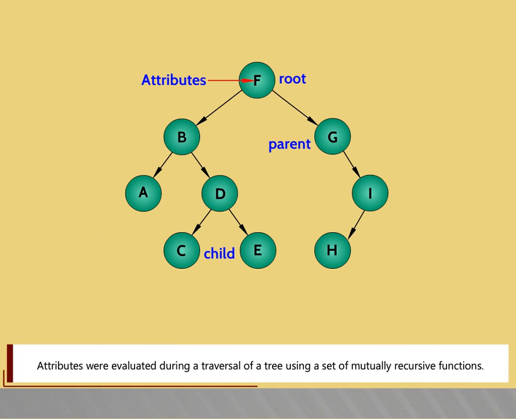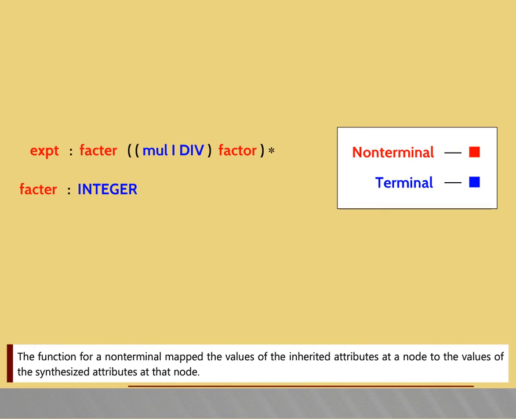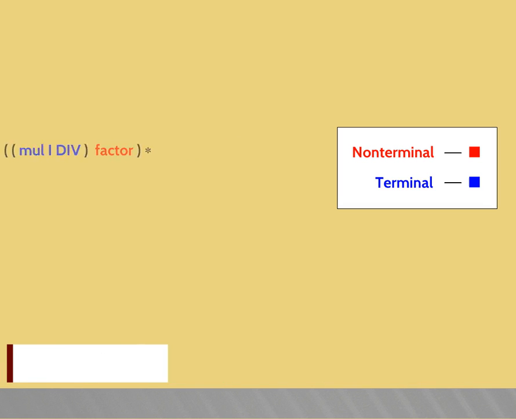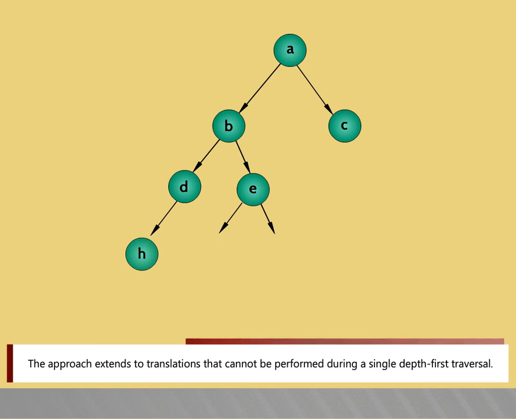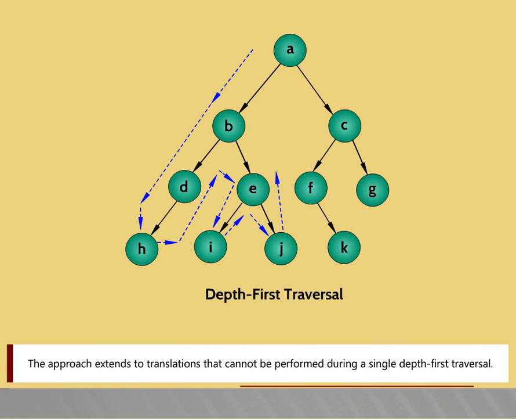Attributes were evaluated during a traversal of a tree using a set of mutually recursive functions. The function for a non-terminal mapped the values of the inherited attributes at a node to the values of the synthesized attributes at that node. The approach extends to translations that cannot be performed during a single depth-first traversal.